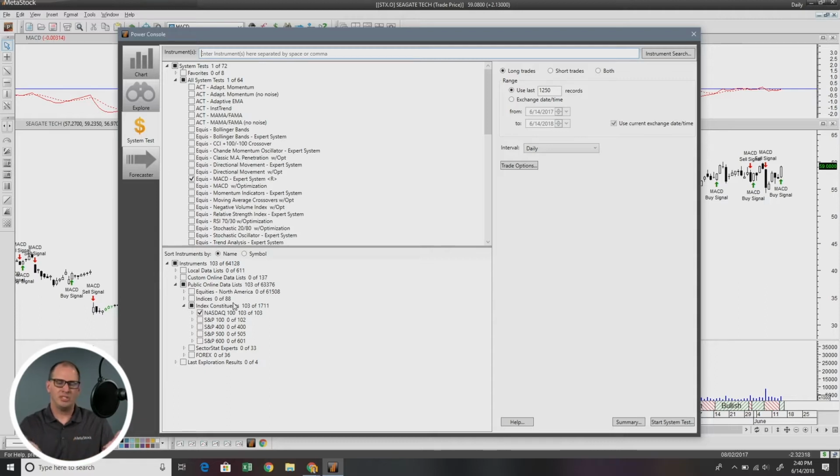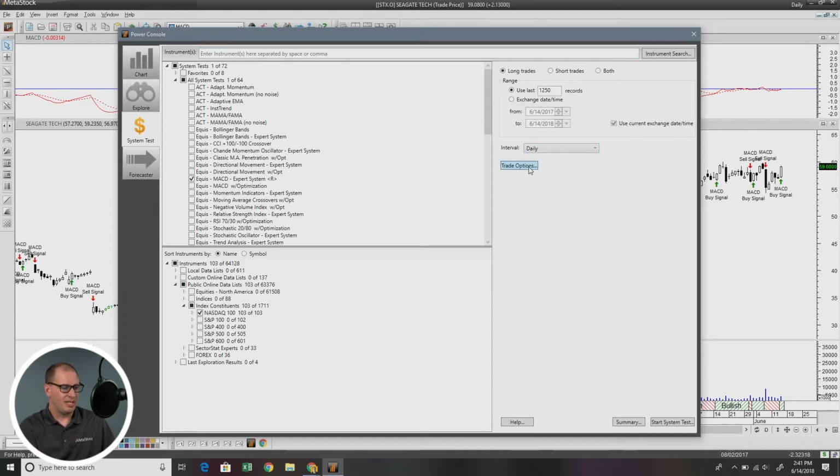Then you can tell the System Tester how you trade. You can say, I like to trade long only, I go short, or I go both. You can set how long you want to test over; we're going to look at about 5 years' worth of data here. You can set what time frame you want to test, so daily, weekly, 5 minute, 30 minute, depending on the version of MetaStock you have.